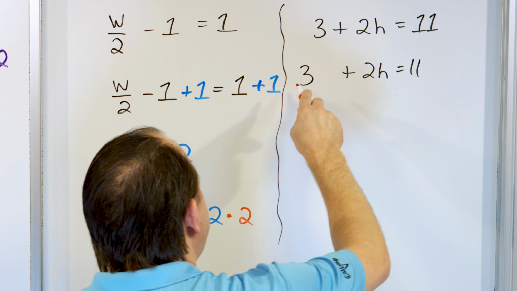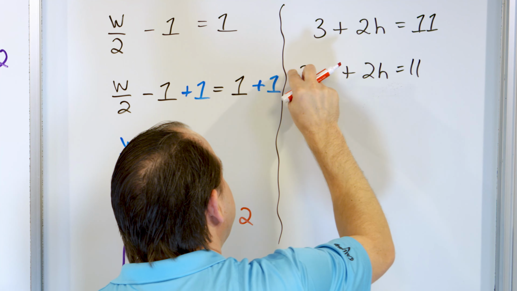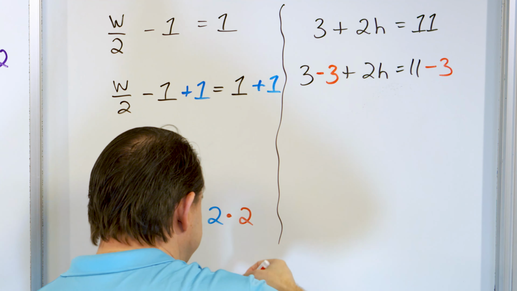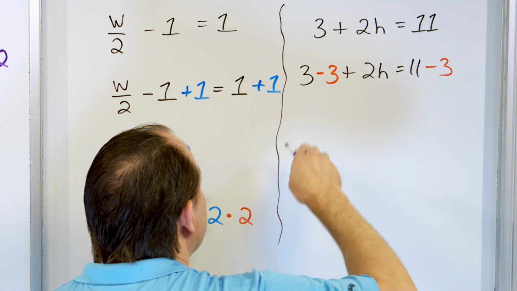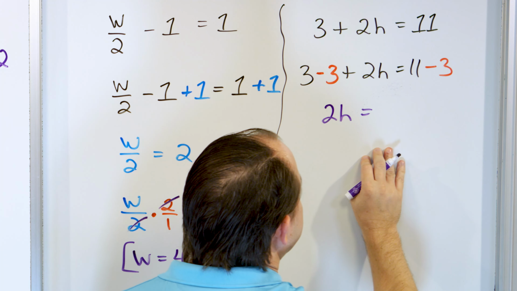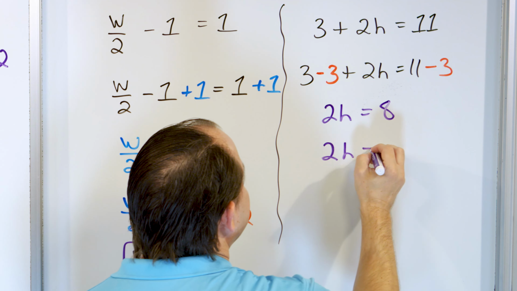All right, and so I have a 3 here. I'm going to get rid of it. This is a positive 3, right? There's an invisible positive in front. I'm going to subtract 3 from both sides, which means I have a 0 right here. 3 minus 3 is 0. I'm only going to have a 2h left over, and 11 minus 3 is 8, like this. Now, let me rewrite this. 2h is equal to 8.